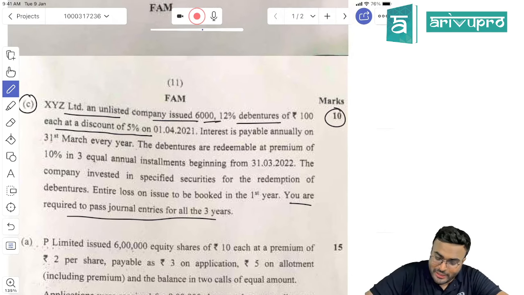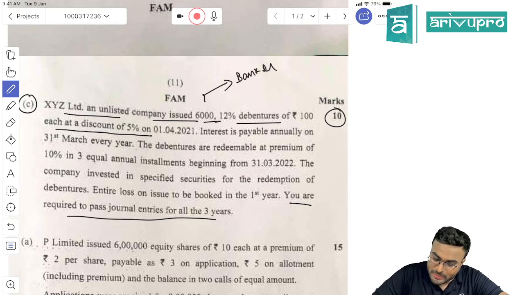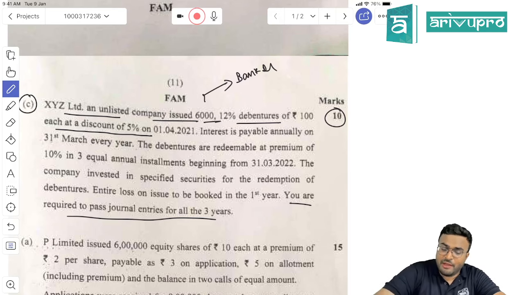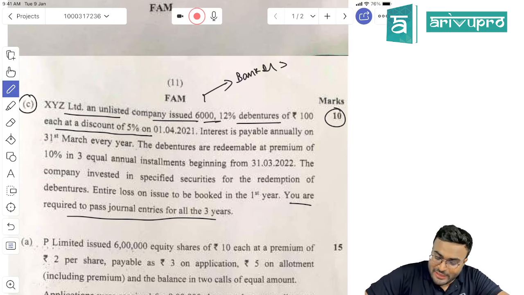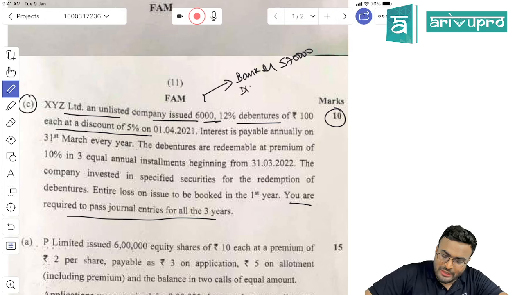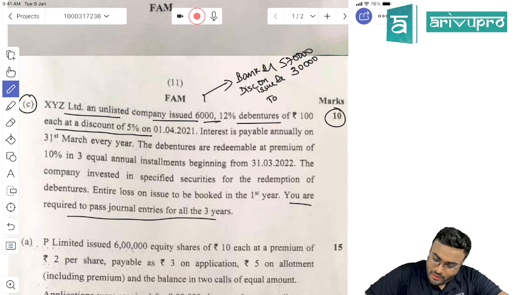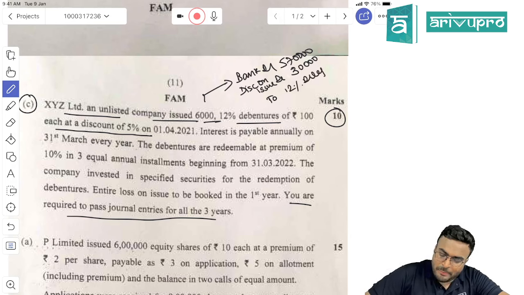First you will pass the issue entry over here. What will be the issue entry? You are going to get money, bank account debited. How much are you getting? 6,000 debentures, but it is issued at a discount of 5%. So it is going to be 6,000 into 95. You will get 5,70,000. And it's issued at a discount, so you can write discount on issue, or also you can write loss on issue, debited 30,000. Discount on issue or loss on issue account debited to what? To 12% debentures, 6 lakhs.